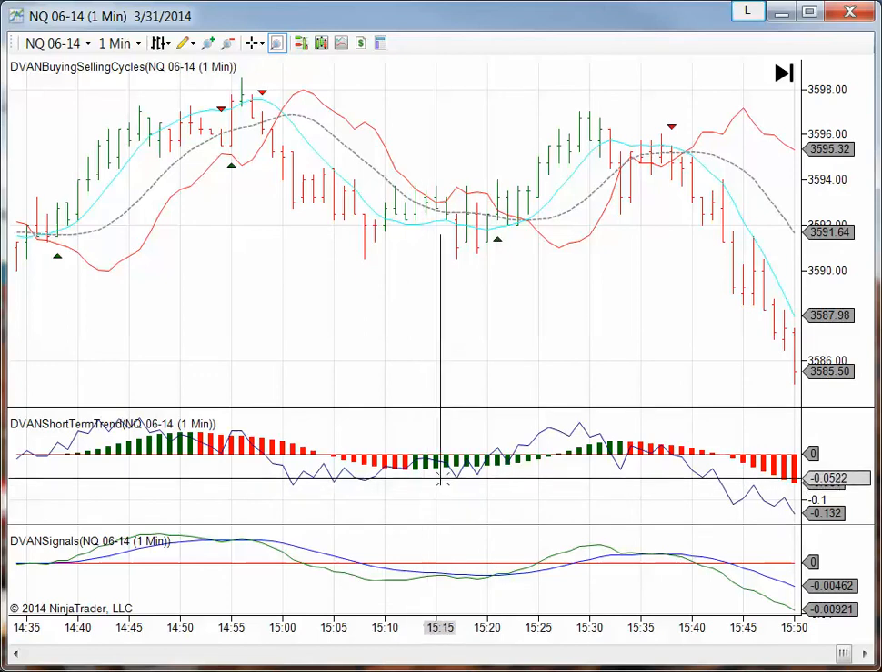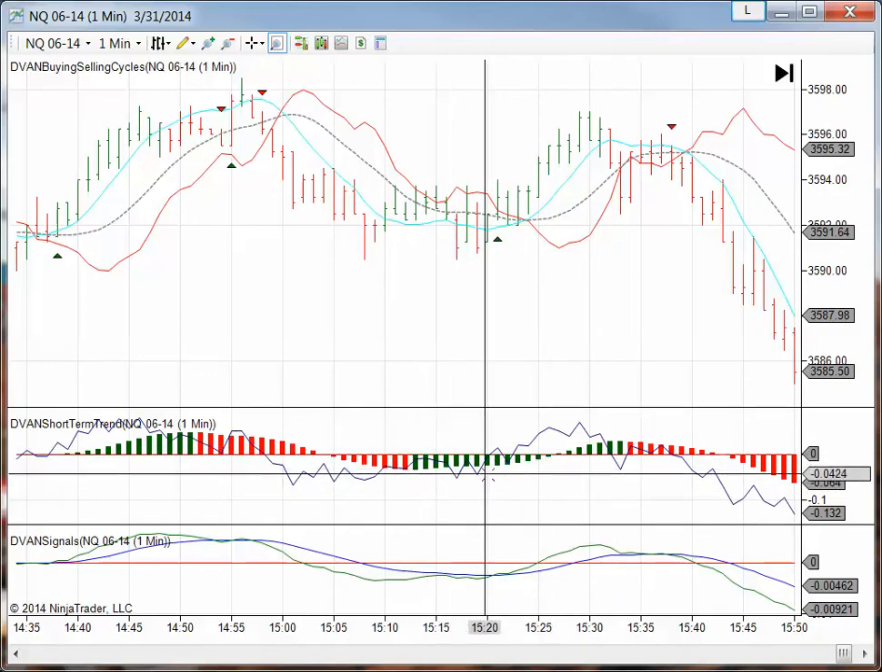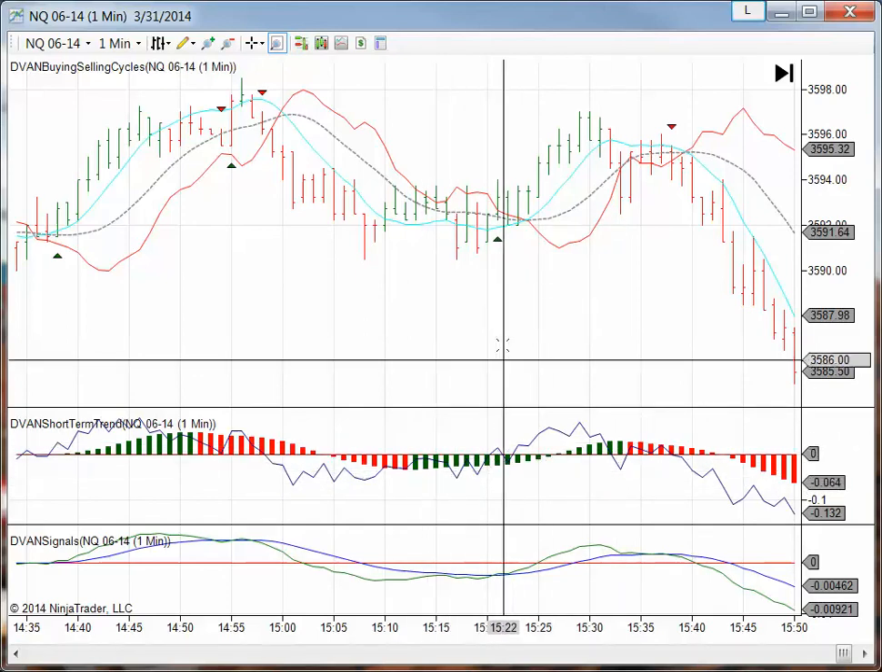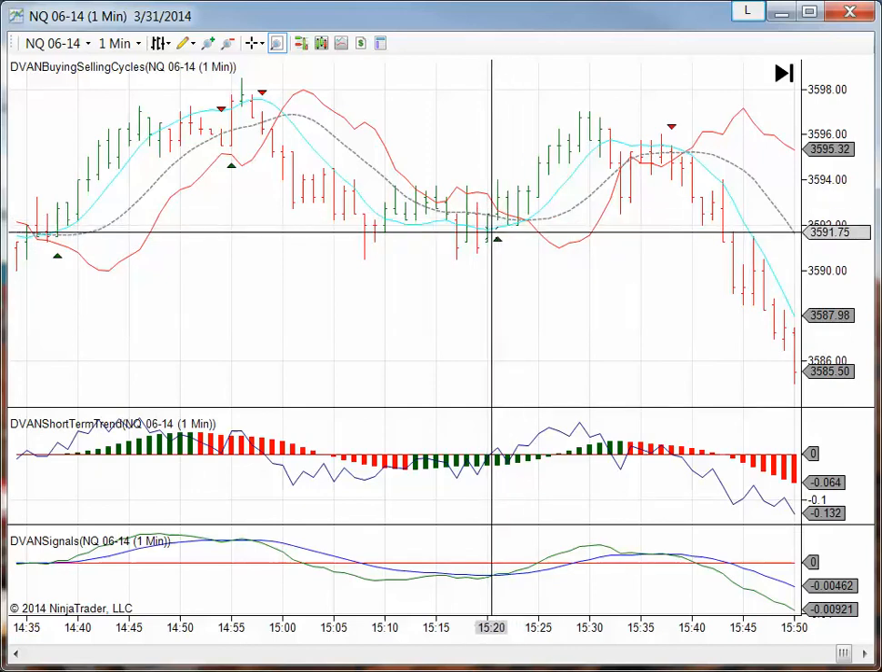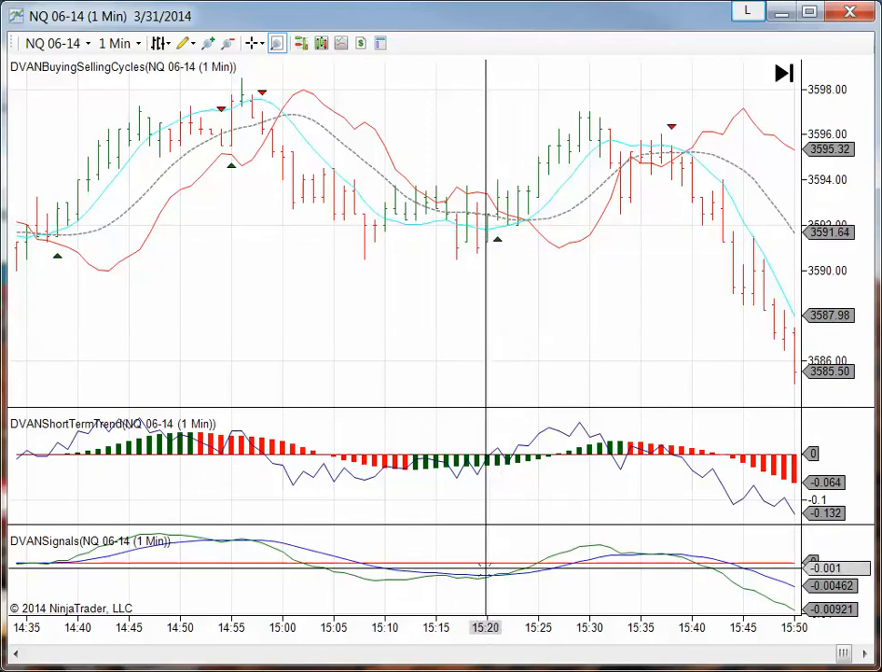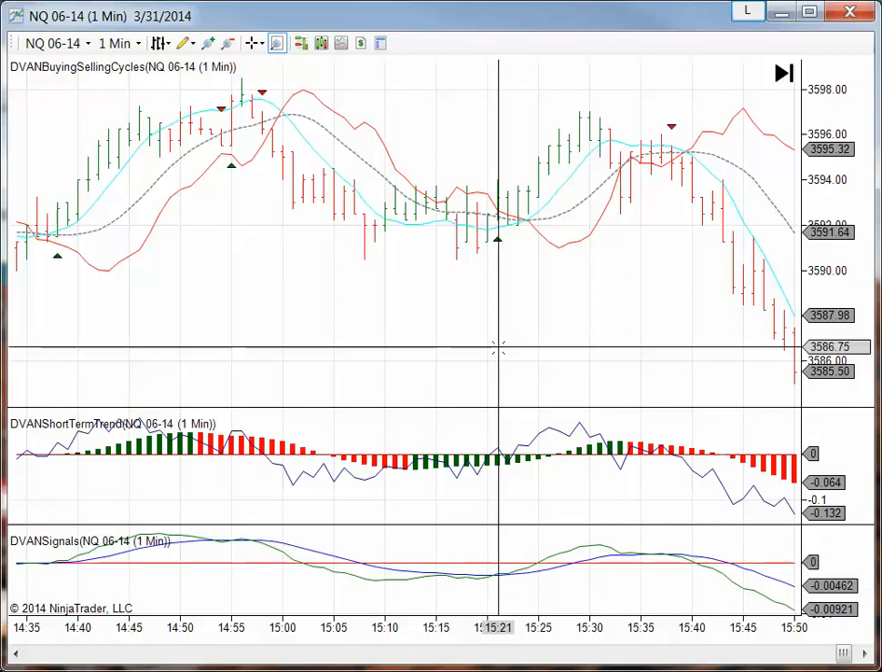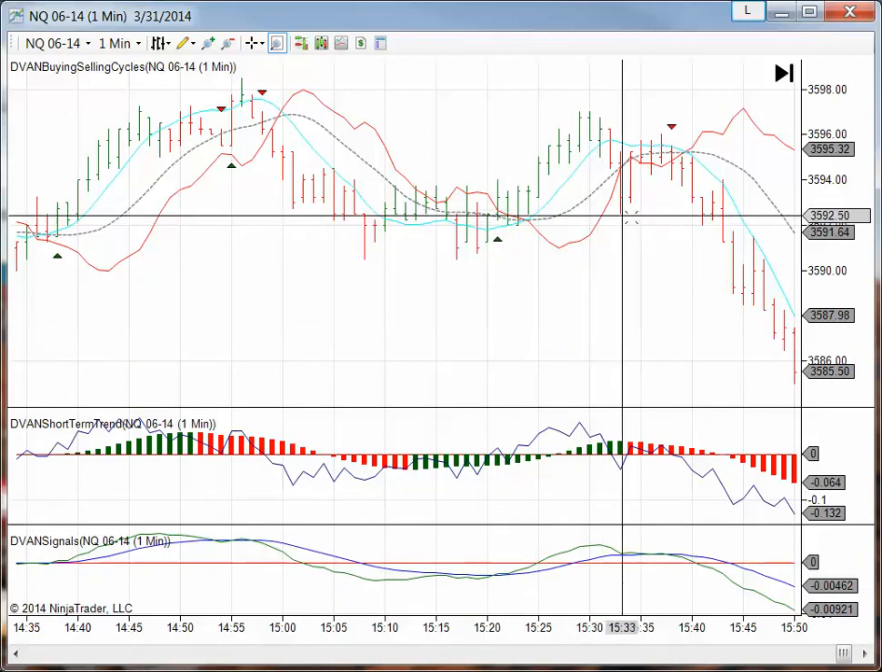The next long entry signal we see is at 3:21. We see the short-term trend signaling a bullish trend. We see the leading algorithm up. We've closed above the pivot line with buying pressure indicated by the green price bar, and once again we get a velocity cross right there at 3:21, which ends up being another good move to the upside.